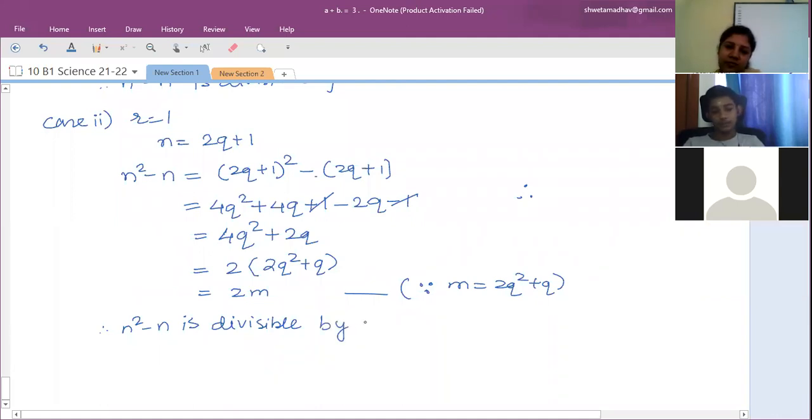Ma'am, can we take q common? Why take q common? Because we are not supposed to do that one. Only we need a multiple of 2. We have to show either multiple of 2, multiple of 4, multiple of 3, 5, like that. So therefore only the number we are taking out, and left out everything we can keep inside.